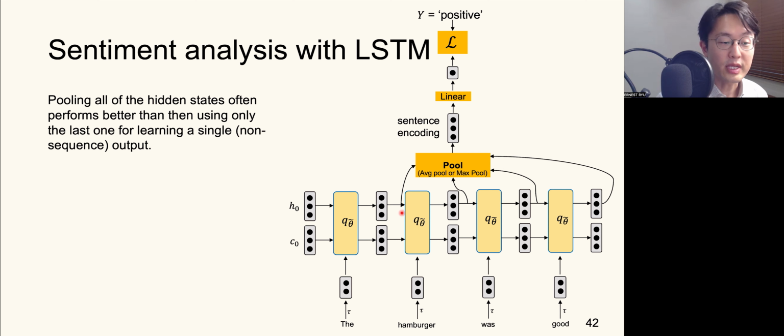But it turns out that you can improve the performance by using not just the final hidden state, but actually all of the hidden states. The way you do it is you extract all of the hidden states at every sequence position, and then you pass them through a pooling layer, either an average pool or a max pool layer, and then you pass that through a linear layer to perform the scalar classification.